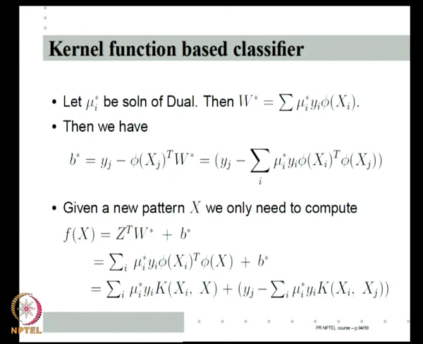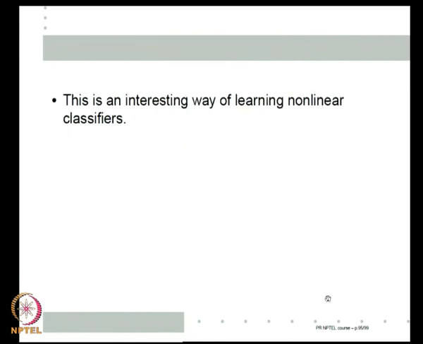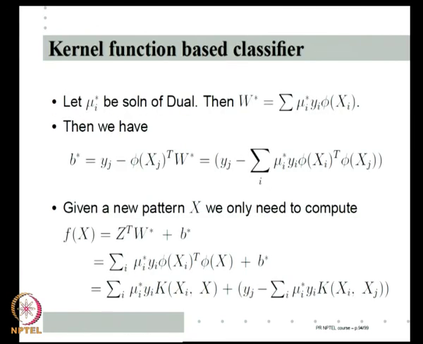After obtaining the mu's, you give me any new x and I want to calculate its actual phi(x) transpose W star plus B star. Once again, I do not have to calculate phi(x) at all. I can do it with the kernel functions. I just have to calculate this, right. This is a really interesting way of learning nonlinear classifiers.